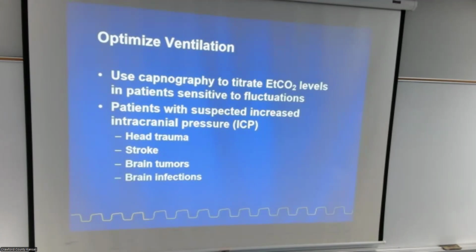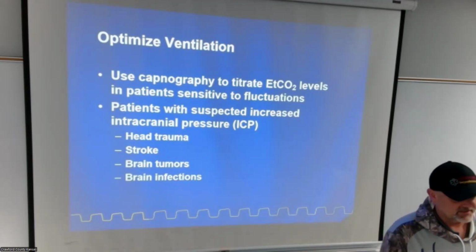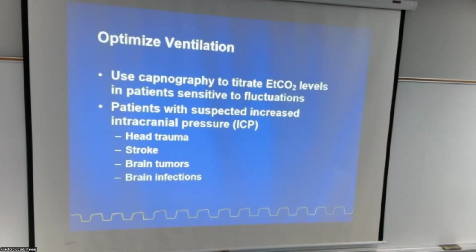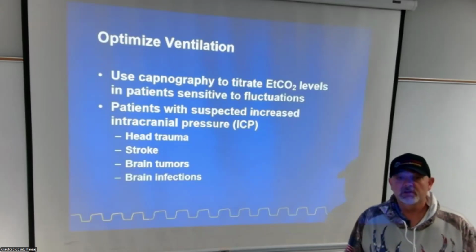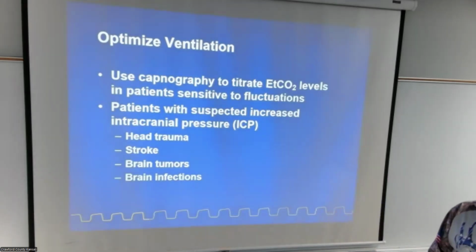So we can use capnography to titrate the end-tidal CO2 levels of patients, especially with head trauma, strokes, brain tumors, and brain infections. Like I said, the big thing with head trauma is we want to keep that CO2 from rising. So we want to try to blow that CO2 off. If you know that patient has head trauma, you want to keep it to the lower side of normal, probably the 30, 32, 34 range, if at all possible. That will help decrease brain swelling, or at least slow it down, so they can get to a proper surgery center to perform.